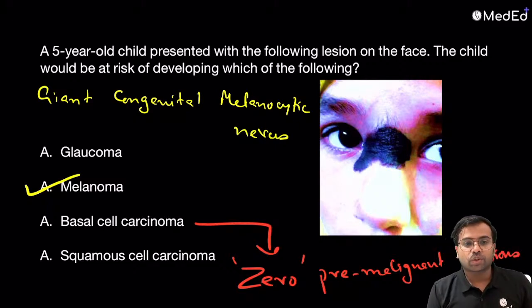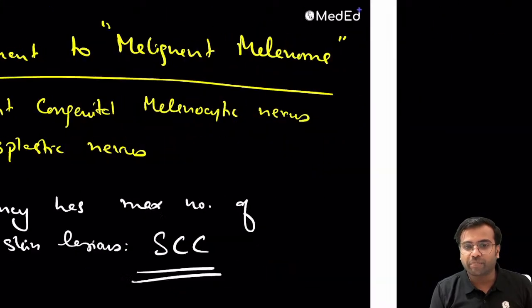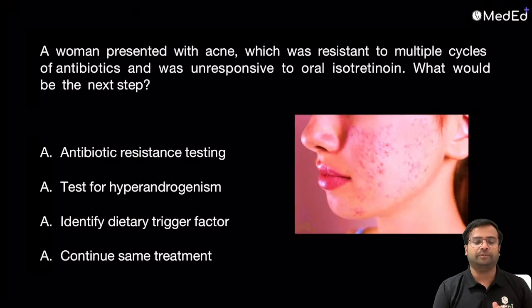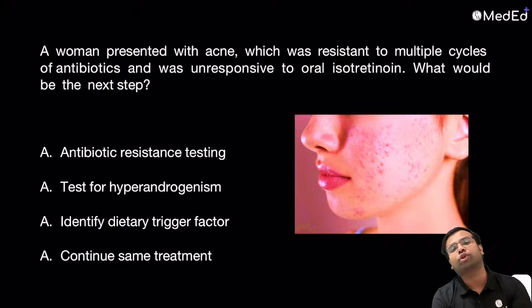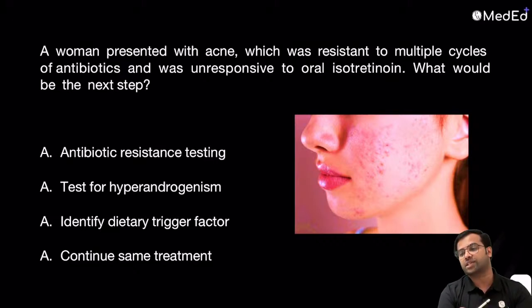Clear? So with your permission, I'm just going to the next MCQ. A woman presented with acne, which was resistant to multiple cycles of antibiotics and unresponsive to oral isotretinoin. What would be the next step?